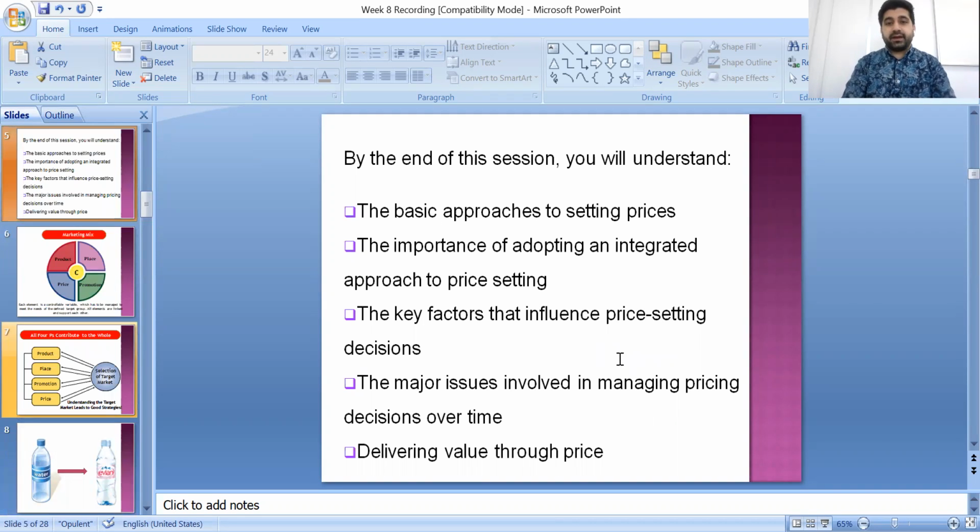So today, when we finish this lecture, we will be able to understand the basic approaches to setting prices, the importance of adopting an integrated approach to price setting, the key factors that influence price setting, as I discussed earlier, the major issues involved in managing pricing decisions over time, and the delivery of value through price. So we will discuss all these topics today.